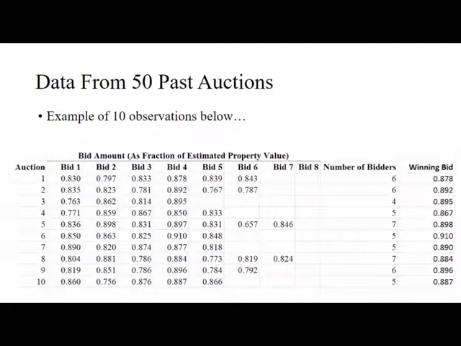Landshark has data from 50 past auctions. Here we see 10 of these 50 auctions. For each auction, the bid amounts for each of the competitors has been listed and expressed as a percentage of the property value in the corresponding auction, as well as reporting the total number of bidders in each auction and listing the winning bid, which is the maximum of the competing bids.